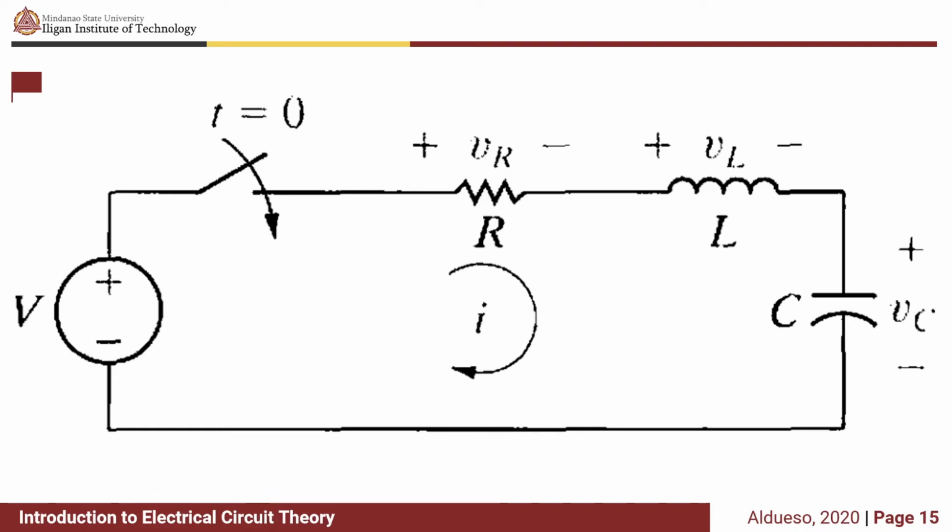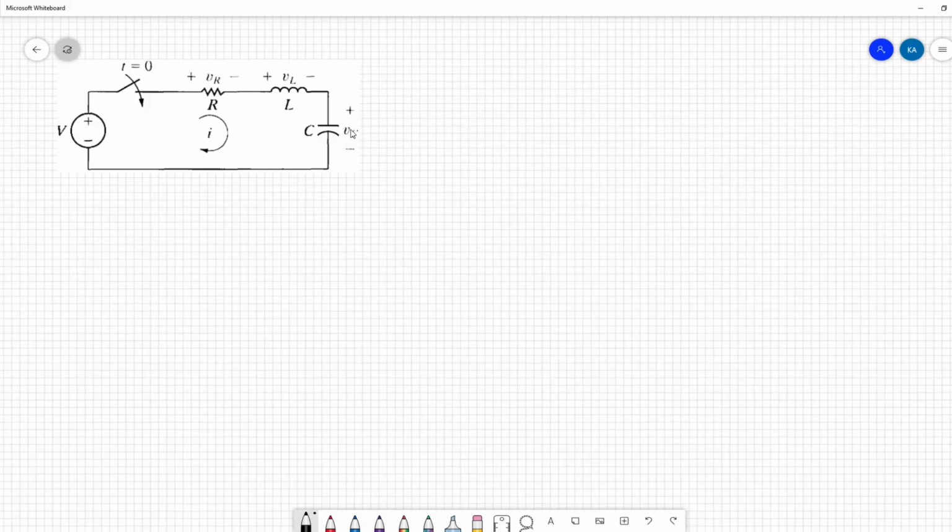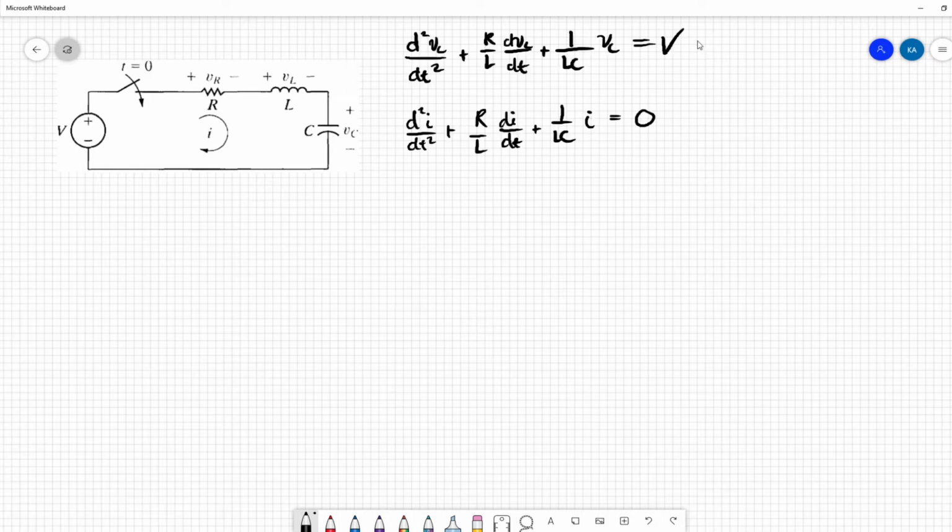So now let's proceed to the complete response of a series RLC circuit. Using the same process as the complete response of the parallel RLC circuit, we will get the equations. If you look at these equations, these are the same as the natural response for a series RLC circuit, but for this equation right here, we have a non-zero term, a non-zero constant. But the characteristic equations are still the same.